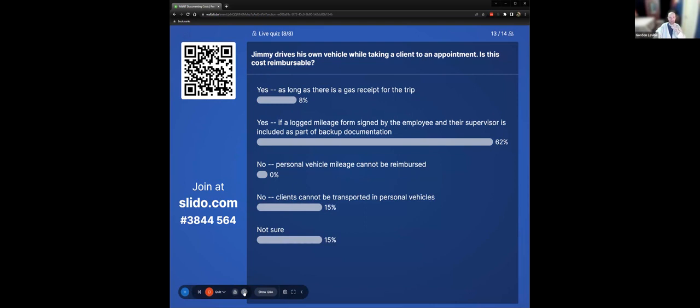Okay, well, the majority of you thought yes, if a log mileage form is signed by everybody involved, which is the correct answer. This is an interesting one, so I'm going to linger on this because it's our last question of the day and we got a little bit of time. The 15% of you who aren't sure and the 15% of you who think clients can't be transported in personal vehicles. Some of that is true. So let's talk about that a little bit.